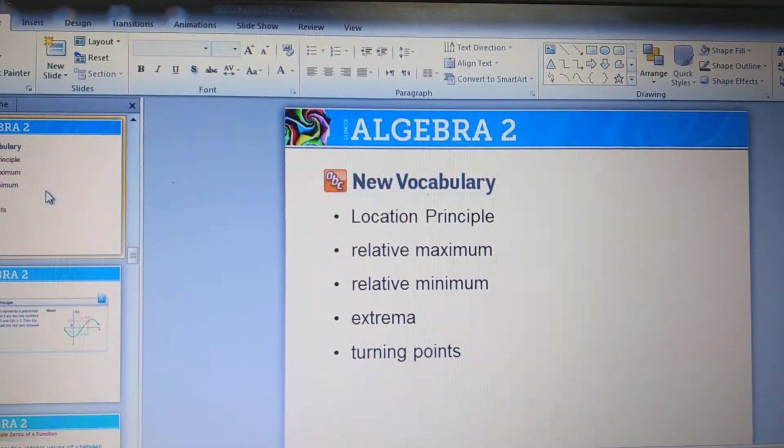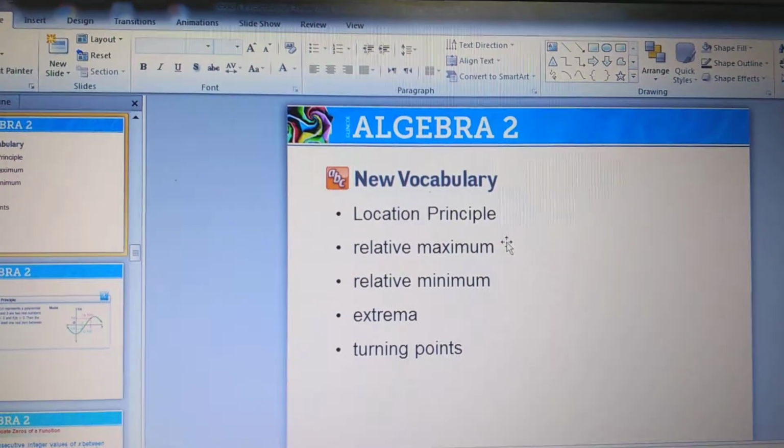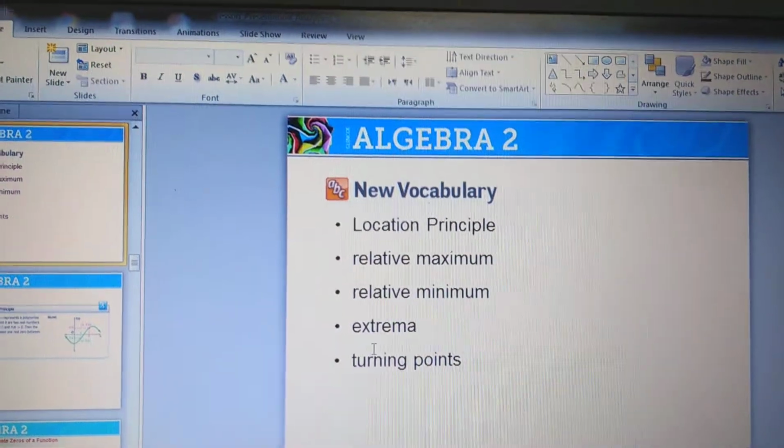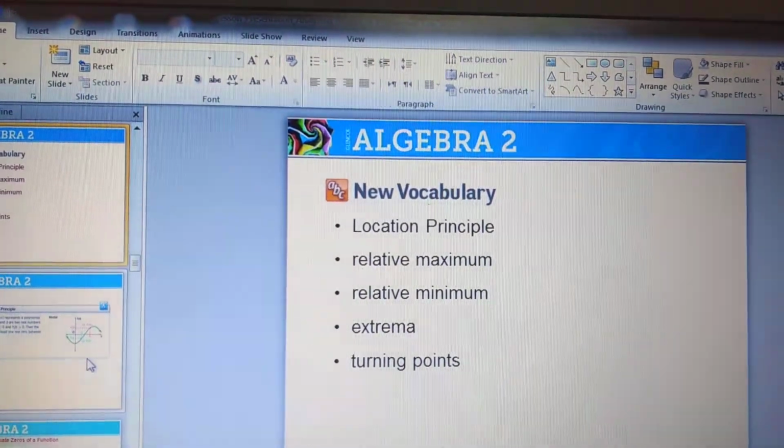In this lesson, we are going to study the location principle, relative maximum, relative minimum, which is the most important thing, extrema and turning points.